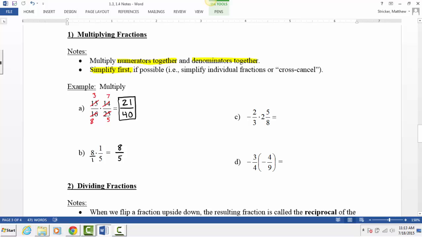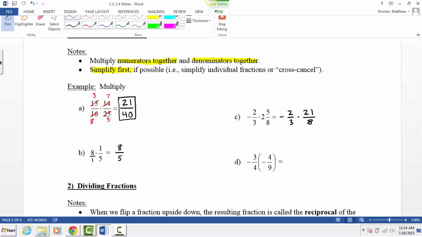Okay. Moving on to example C. Well, here we have a fraction times a mixed number. What might be a good thing to do first here? Hopefully you're thinking, well, let's change that mixed number to an improper fraction. That's what I would do. So I'm going to rewrite this as negative 2/3 times, well, we just did this. 2 times 8 is 16, and 16 plus 5 is 21, and we keep our denominator of 8.